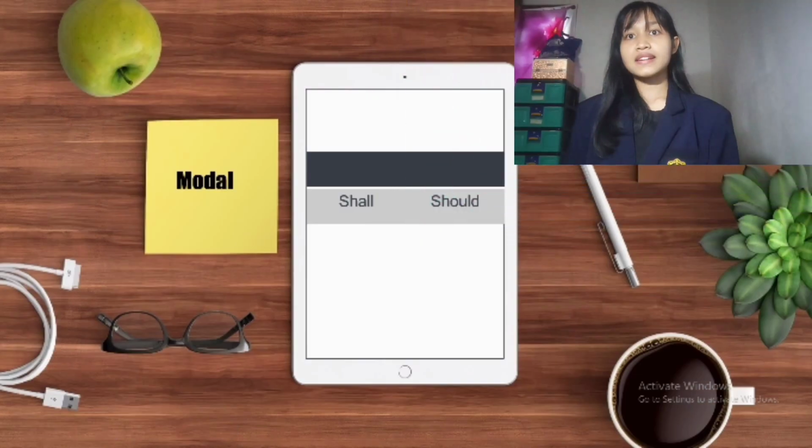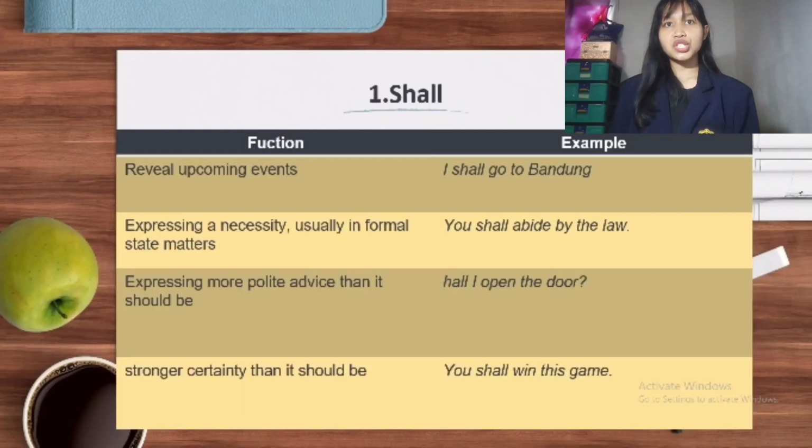The last one, there's shall and should. Function of shall. For the first one, there's several upcoming events. For example, I shall go to Bandung. And the second function, expressing necessity, usually in formal state matters. For example, you shall abide by the law.